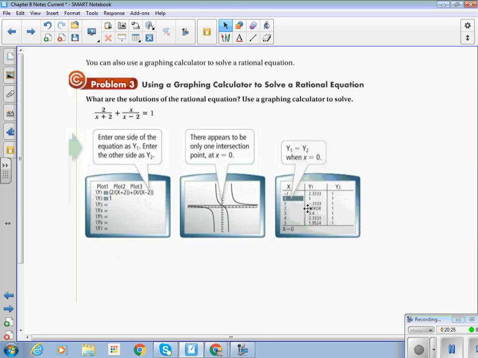Then we take a look at the table. The table button is the same button as the graph button. You just press second and then graph. And y1 equals y2 when x is equal to 0. So x equals 0, y1 is 1, and y2 is also 1.